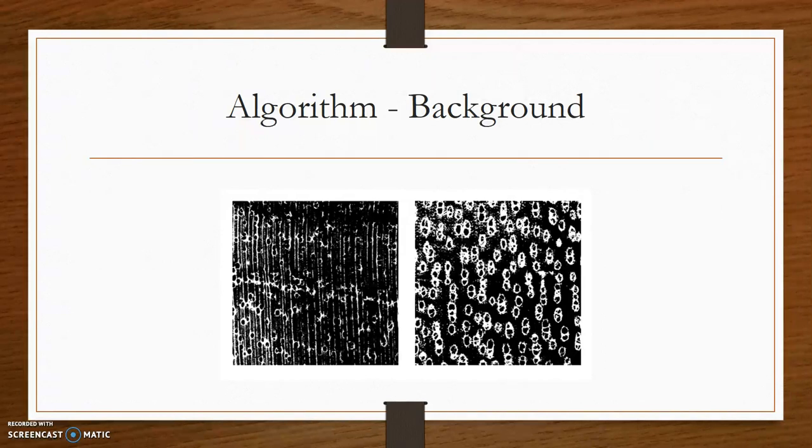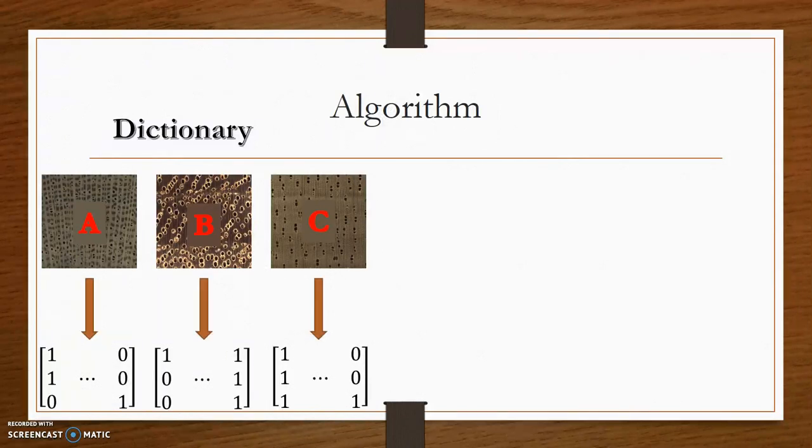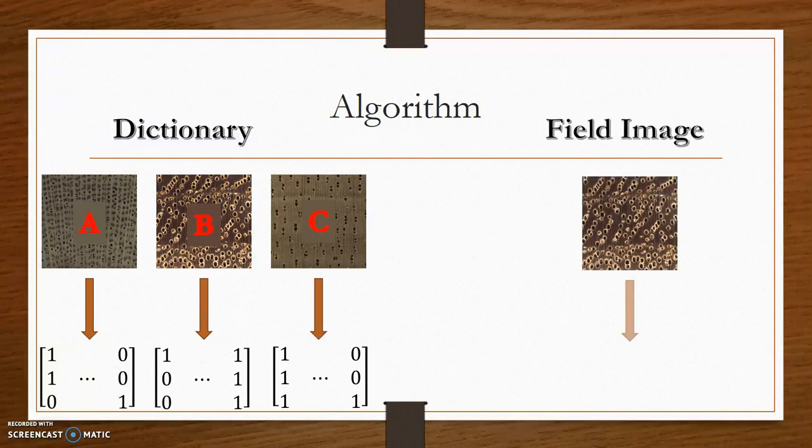To create a robust solution, features are extracted across 10 different thresholds and stored in a matrix for each texture pattern. Thus, each row of the matrix represents a feature, and each column represents a threshold. In this way, a dictionary of matrices is built from each texture pattern in the database. Next, features are extracted from a test image in the same way, an image that is presumably taken from the field, from timber that is to be imported.